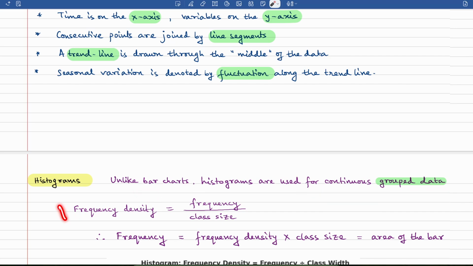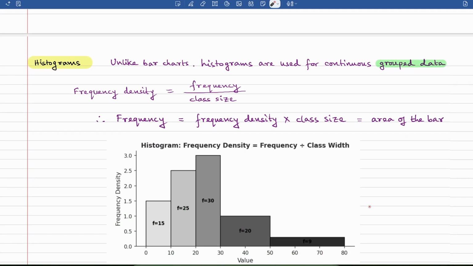We will define the statistic of frequency density, which is given as frequency by class size. So from here, if we cross multiply, I'll get frequency is equal to frequency density times class size, which is the area of the bar. Because if you are plotting the histogram and you put frequency density on the y-axis, then if you multiply the class width or the class size and the frequency density, which is the height, then height times width gives you the area of this rectangle, and the total area of the histogram should give you the total frequency.